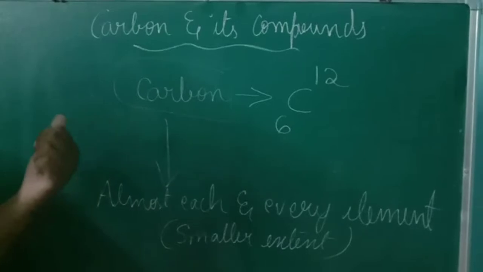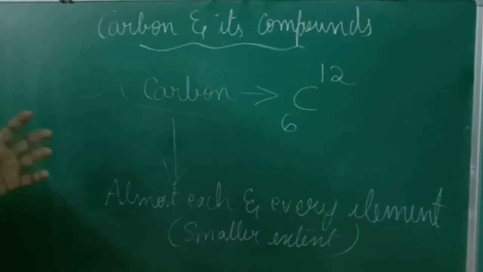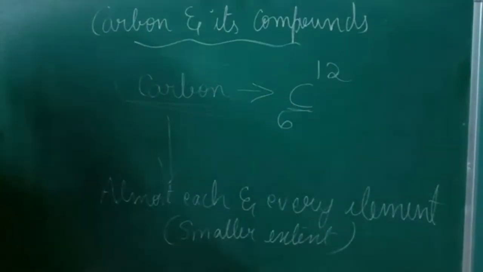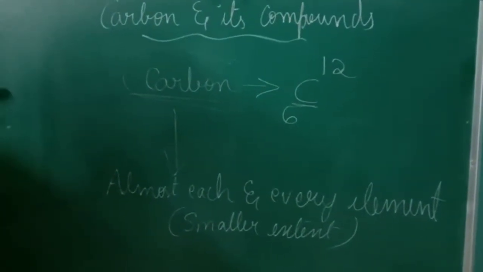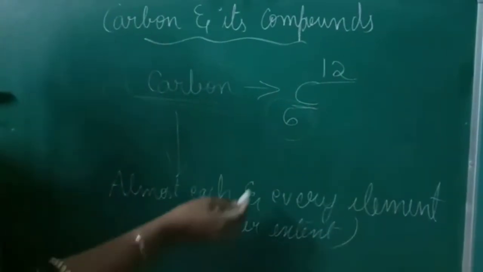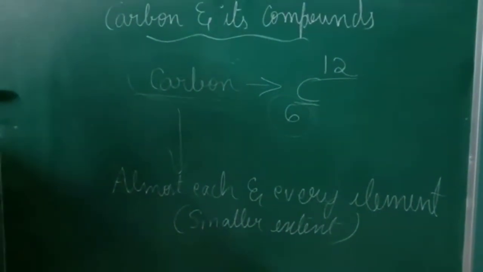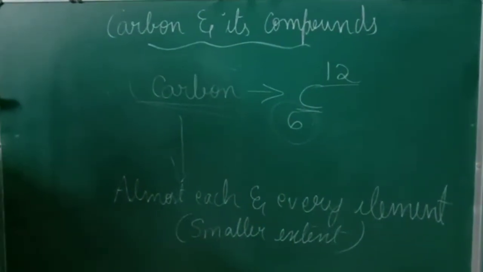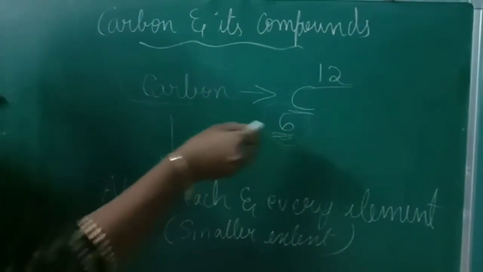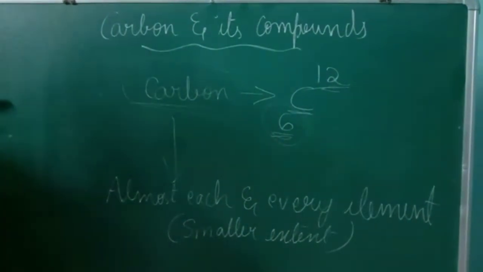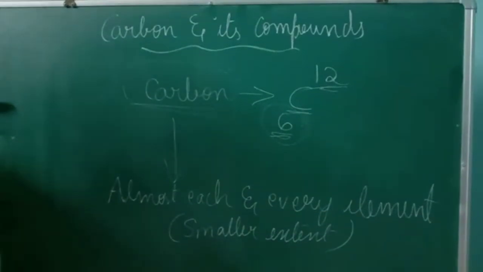Before studying this chapter, the main thing is we should know that carbon's symbol is represented as the capital letter C. And what is the number 6 and this 12? This 6 represents the atomic number of carbon and this 12 represents the atomic mass number of carbon. Atomic number will be 6, atomic mass number will be 12. These are the numbers of the carbon element.